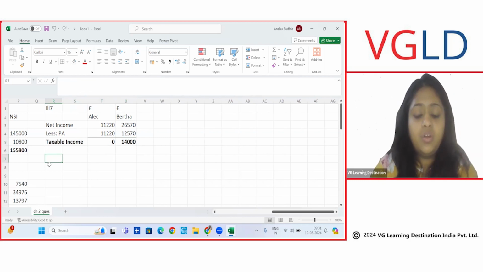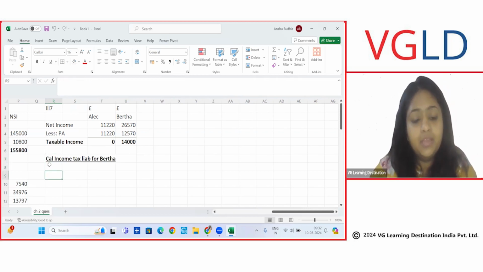Got it? Now let's calculate income tax liability for Bertha, because for Alec there will be no income tax. So for Bertha, we'll calculate the liability. 14,000, normally tax we will calculate. This is NSI. I'll give the heading.